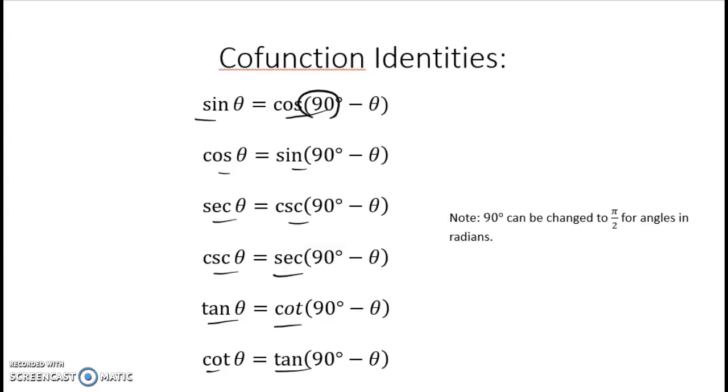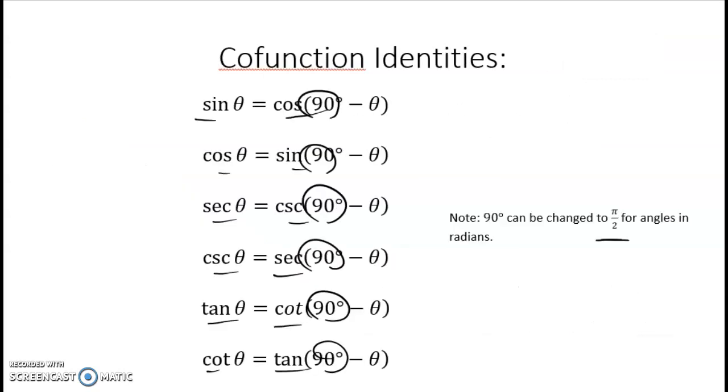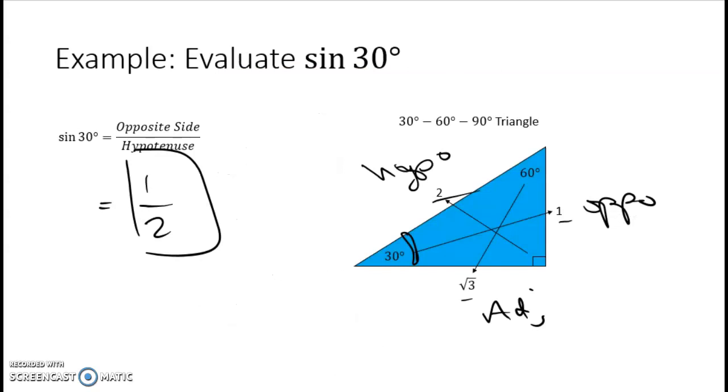Now all of these 90 degrees right here can also be switched to pi over 2, just going from degrees to radians. So what this actually means is if you take the two angles and they add up to 90 like they do right here, and you're talking about sine with cosine and secant with cosecant and tangent with cotangent, then they will be equal to each other. Kind of like we saw here.